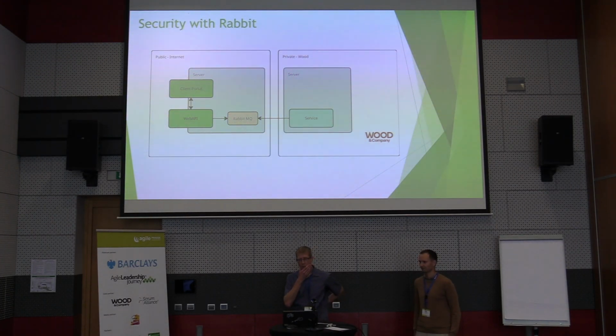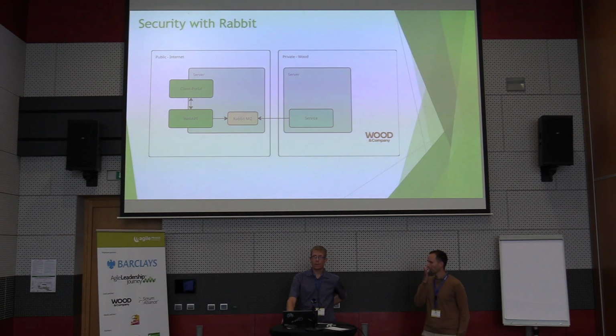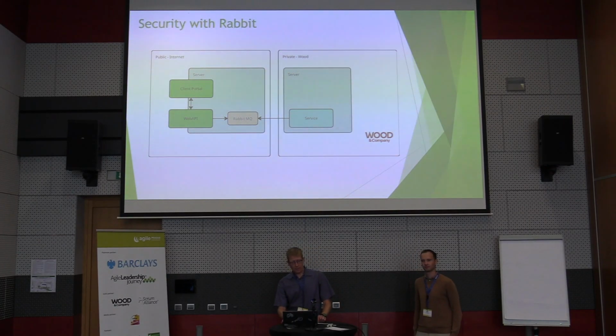So how do we use RabbitMQ in our solution? We are using it for security, for scalability, and for parallel processing. So for security, we have two environments: public, which is the internet, and the second is the private network in Wood & Company. So in the internet, we have a server with an IP address, and on the server is deployed the client portal, an application in Vue.js, and the web API.